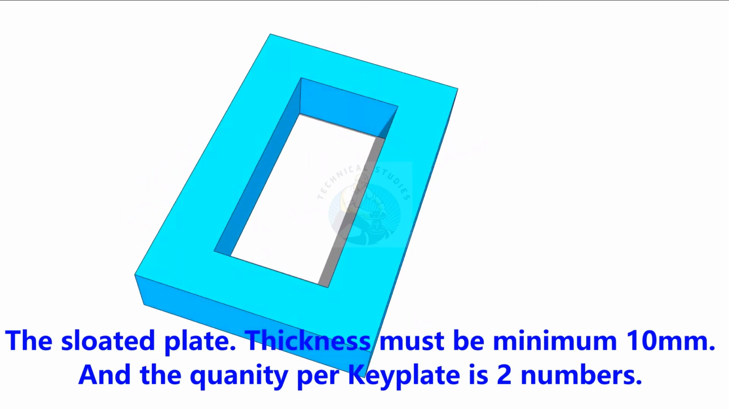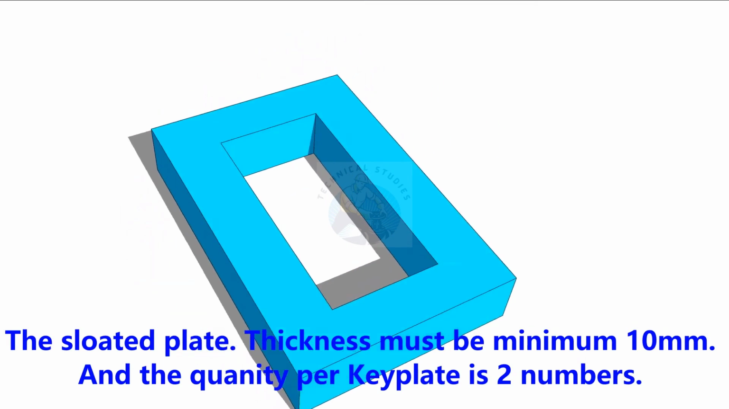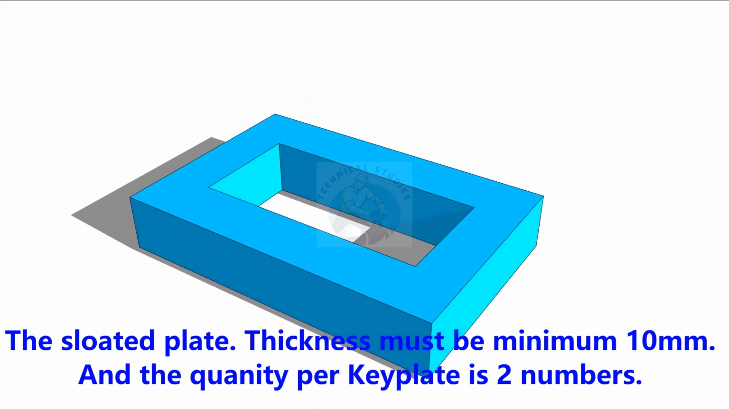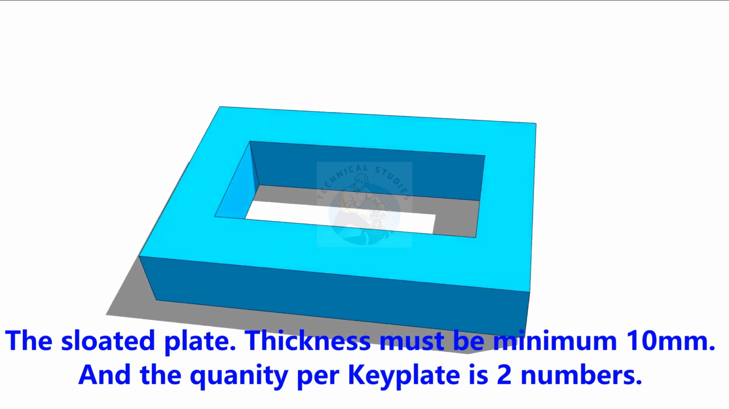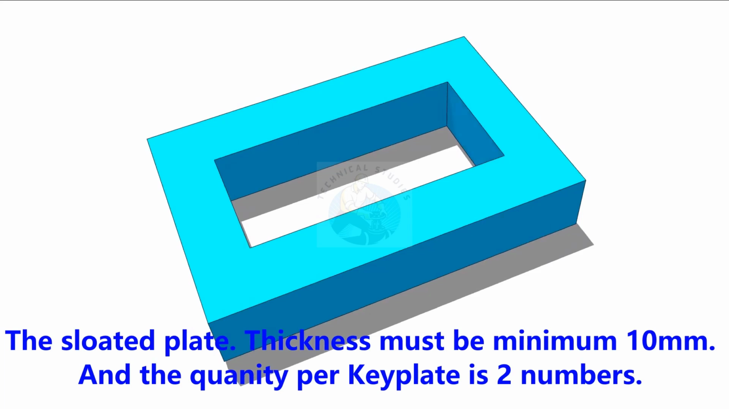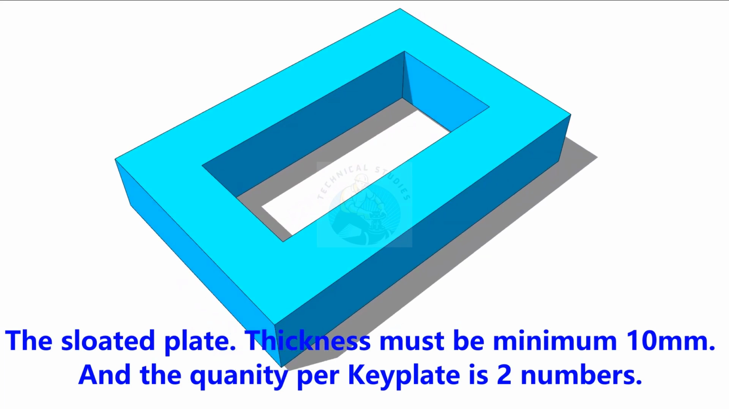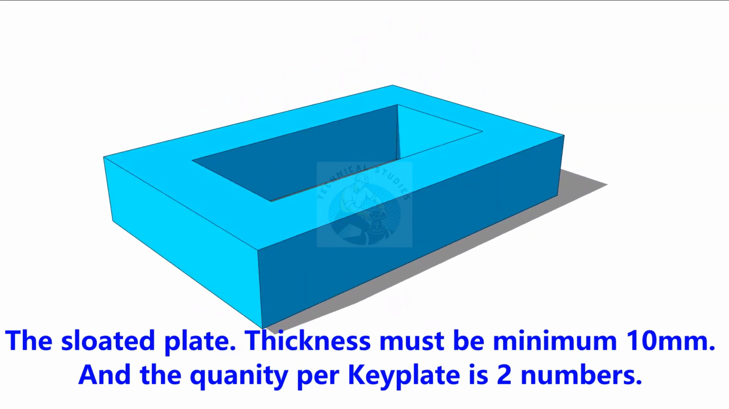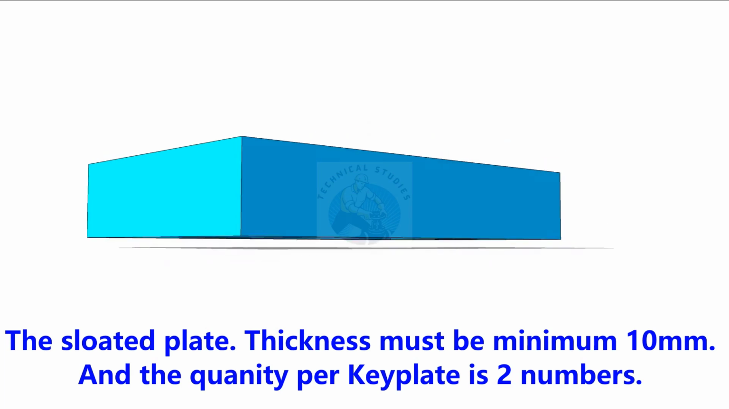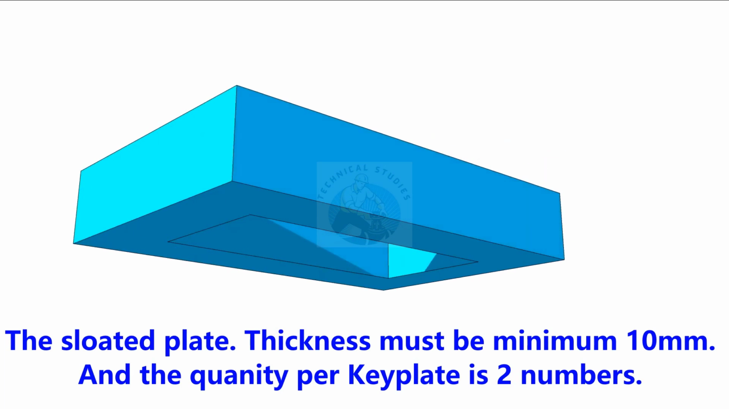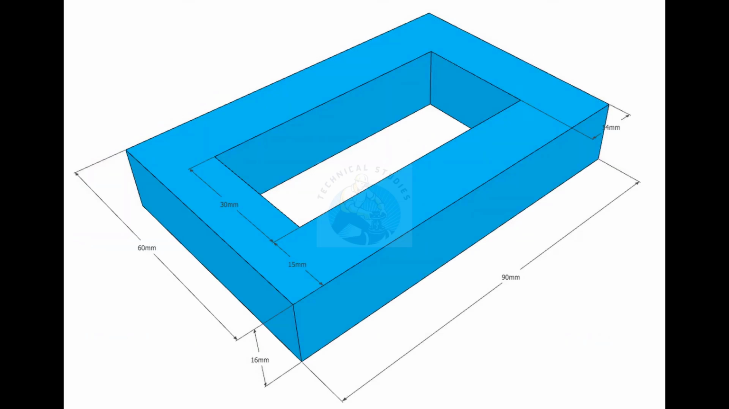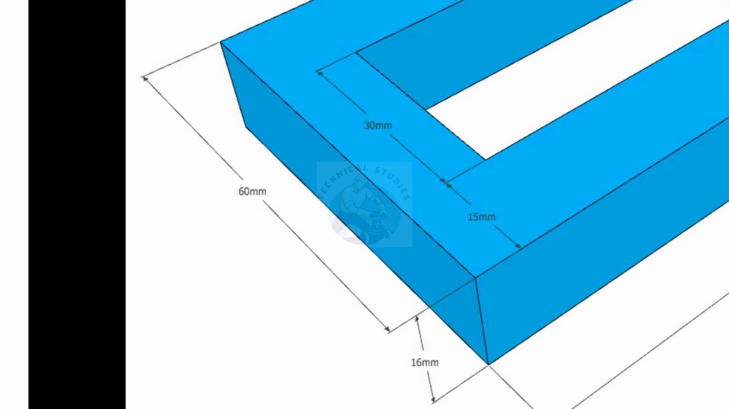The slotted plate thickness must be minimum 10 mm and the quantity is 2 numbers per keyplate. The width is 60 mm and the thickness is minimum 15 mm.